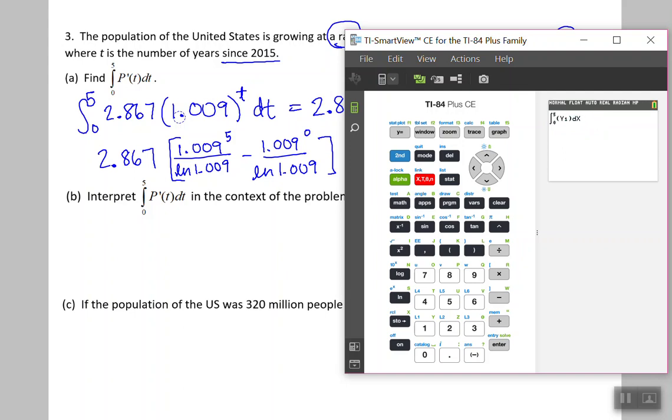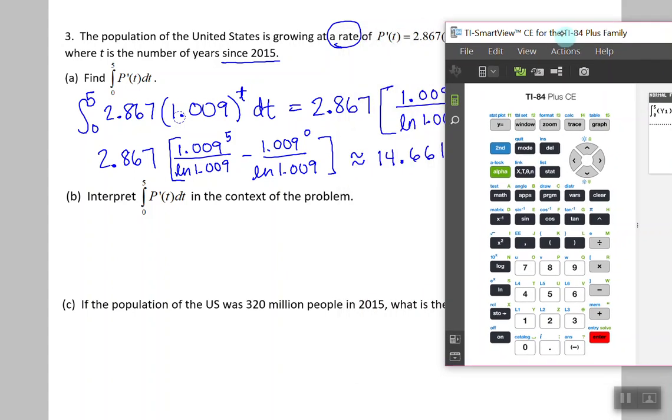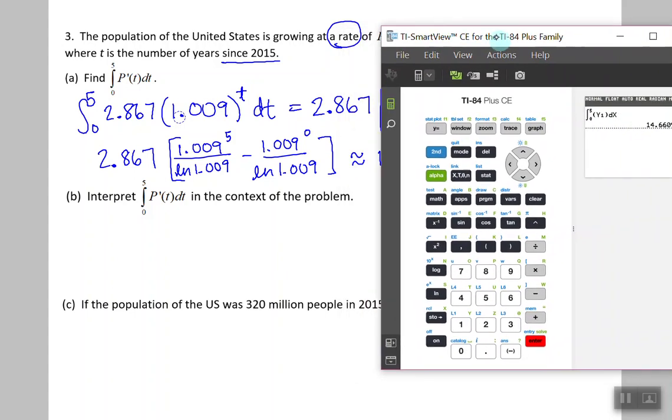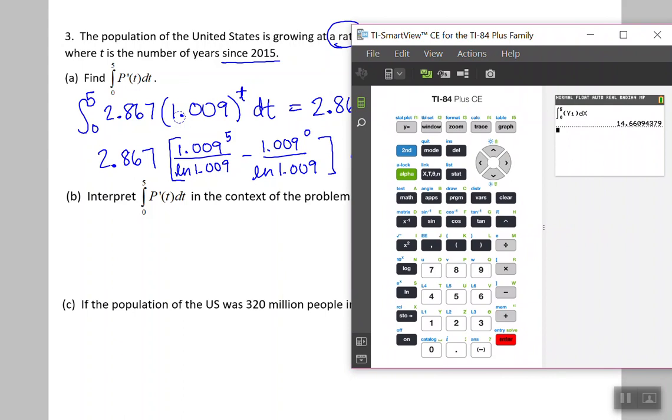That's an easy way to get it in there since I've already typed it into the y equals, and I don't have to worry about all sorts of parentheses in this area. Press enter, and it'll calculate my definite integral, 14.661, and we verify that that is in fact what we evaluated by hand.